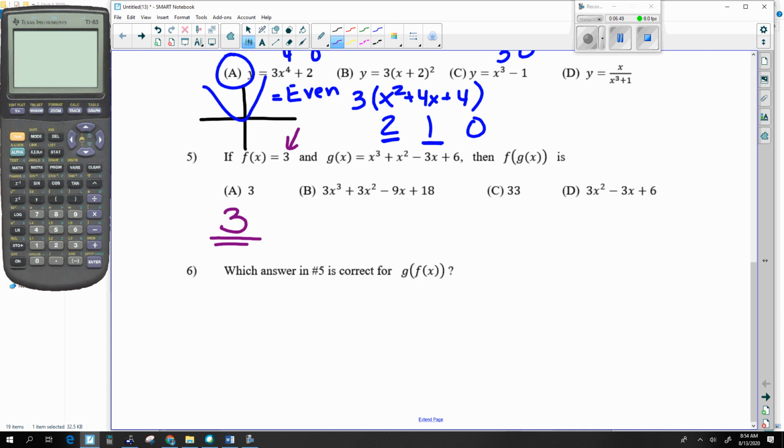If f of x was equal to something like 3x squared plus x, then I would have to say 3, blah blah blah squared plus blah blah, whatever the g of x is. But it's not like that. It's just straight up 3. So replace all the x's with x to the third plus x squared minus 3x plus 6. Okay, did that? The answer is 3.